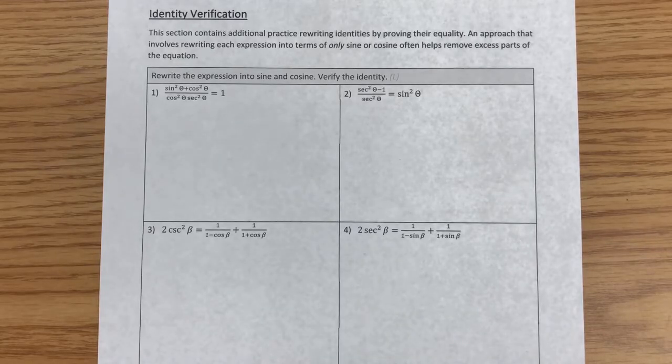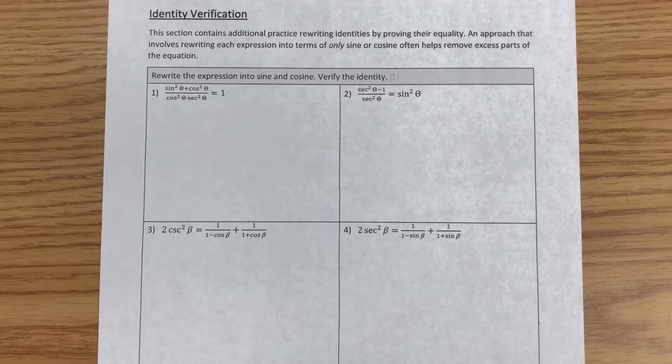Okay, so today we're going to be looking at identity verifications. And what it means to verify an identity is we're going to be going back into the idea of geometry, where we're going to be doing a proof. We're going to be proving that the left side does in fact equal the right side.